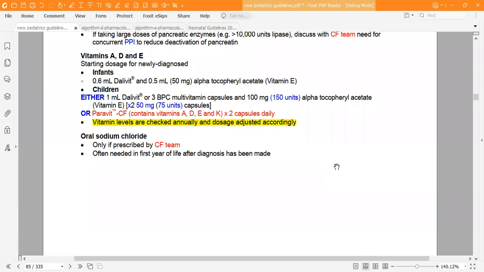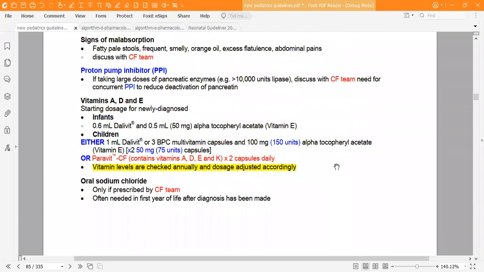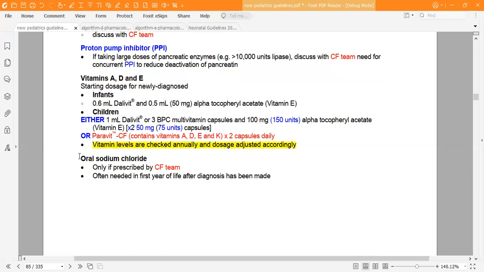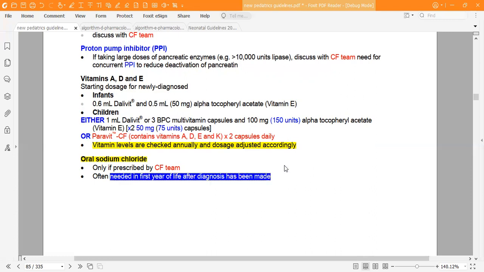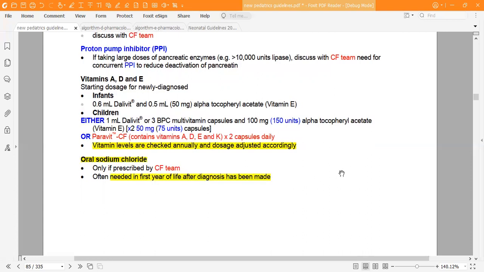Also, oral sodium chloride only if prescribed by the CF team, often needed in the first year of life after the diagnosis has been made. So they prescribe the oral sodium chloride only if needed, usually in the first year of life after the diagnosis is made, and it's not your job, it's the CF team's job. So that's the admission guideline for cystic fibrosis, guys.